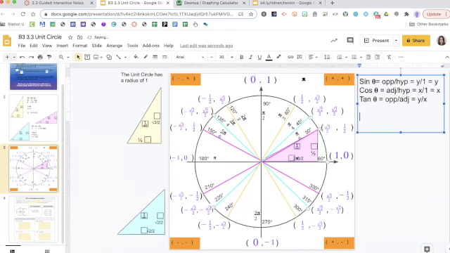So what does this mean for their reciprocals that we talked about in 4.2? It means that cosecant theta is equal to 1 over y. Secant theta is equal to 1 over x. I'm just writing them down first, and then I'm going to talk about them, so you'll have a chance to write it.